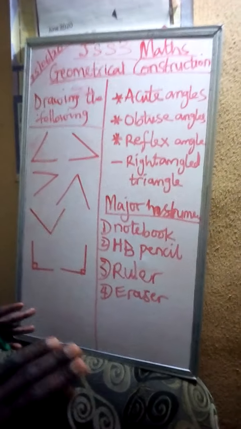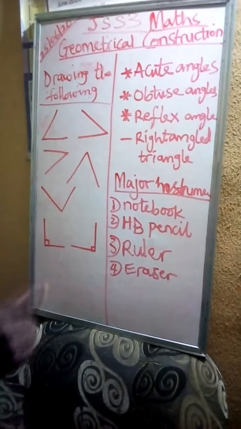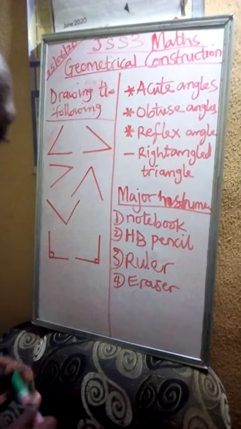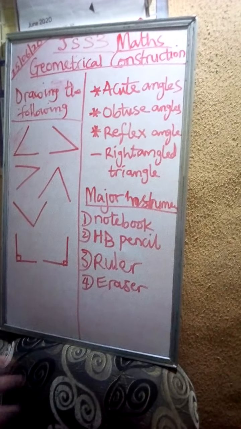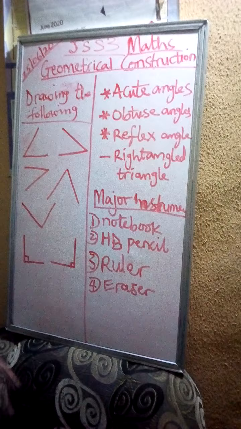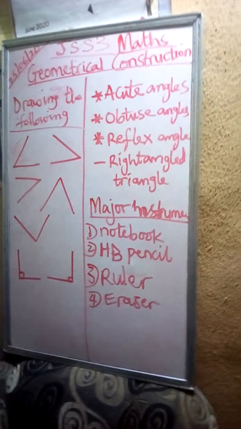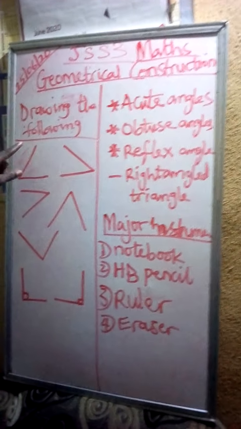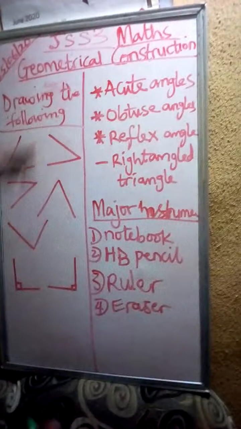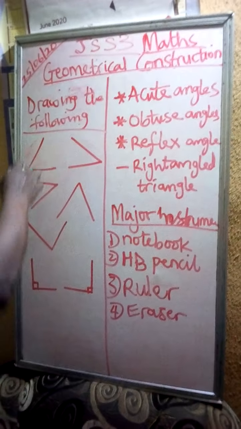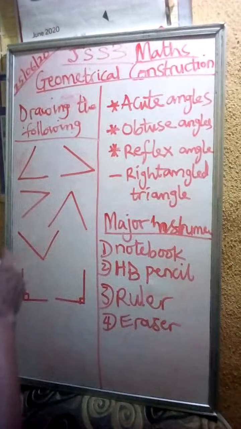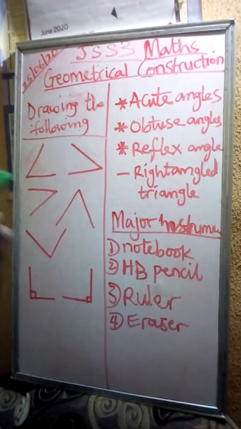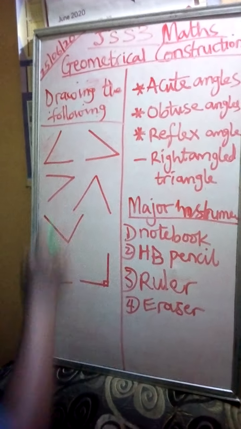Get your pencil ready. Use your pencil and your ruler. Everybody bring out your ruler and your pencil. Sharpen it very well. Now, draw the following lines. All these lines are acute angles, less than 90 degrees. So I want you to use your hand and your ruler to draw them.